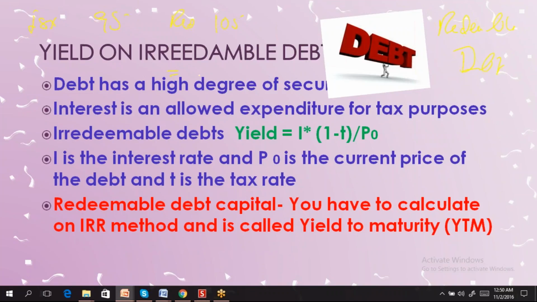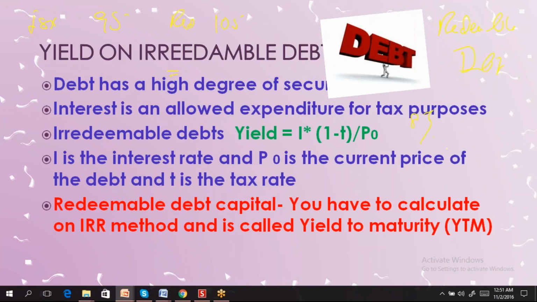So, generally, irredeemable debt has a very high degree of security, mostly given by the banks. And whenever the bank will ask for various security, you remember we discussed floating charges, fixed charges, and all that. So, on the irredeemable debts, the yield or the return to the lender is i. i is the interest rate. So let's assume it is 8%.